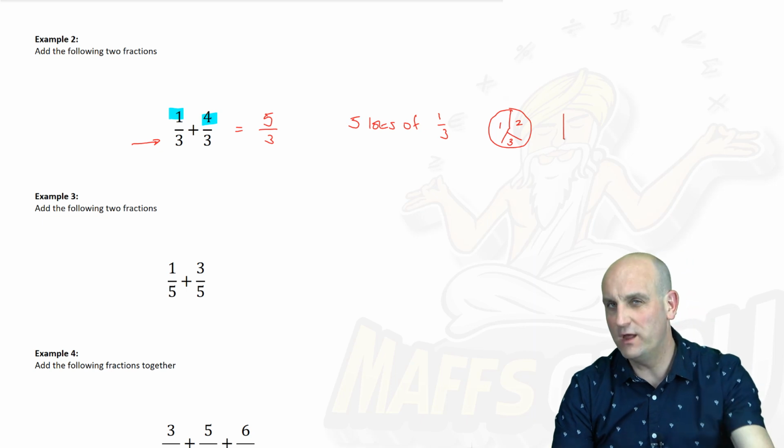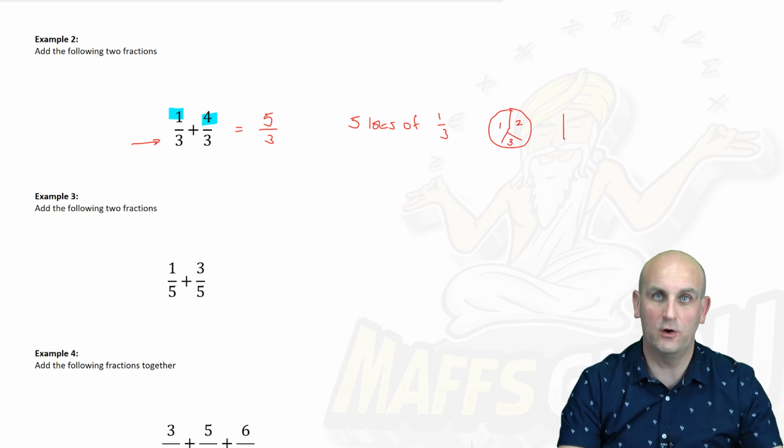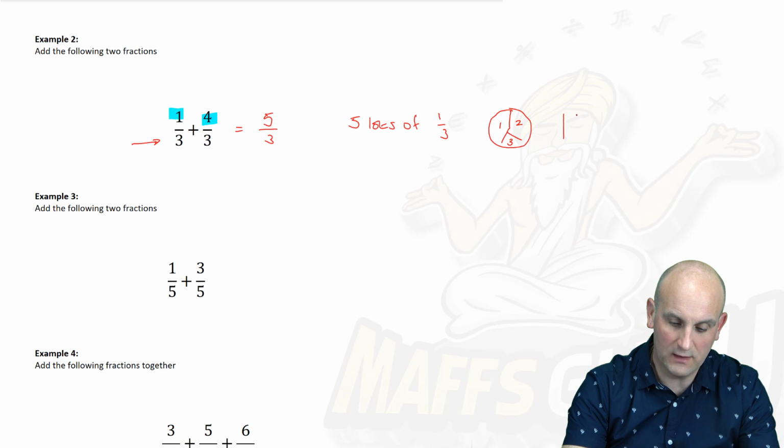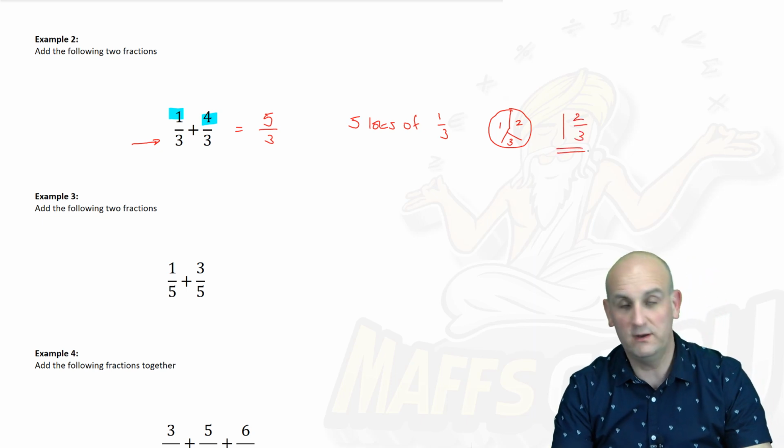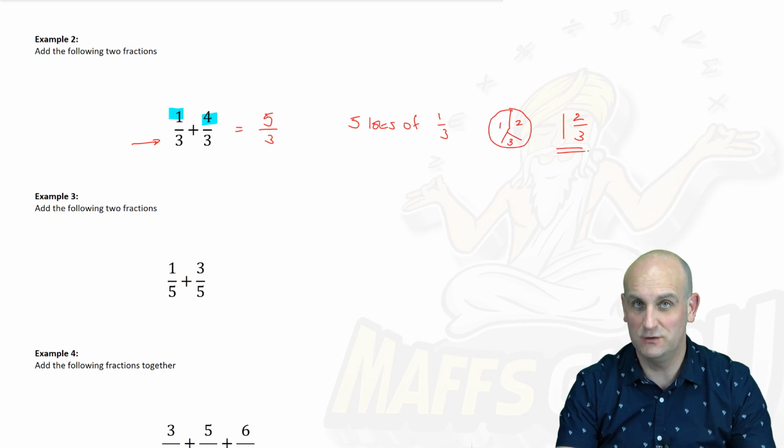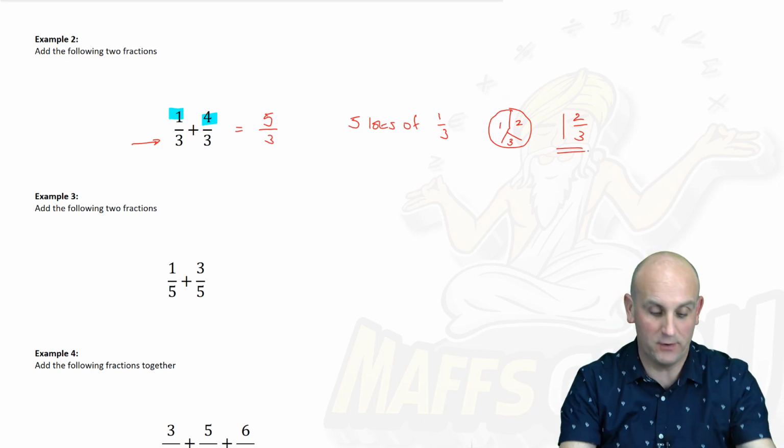But I've got 5 thirds. 3 of them have already gone. How many thirds have I got left? I've got 2 thirds of a cake. So there we go. 5 on 3 is the same as 1 and 2 thirds. And you can actually reverse that process.